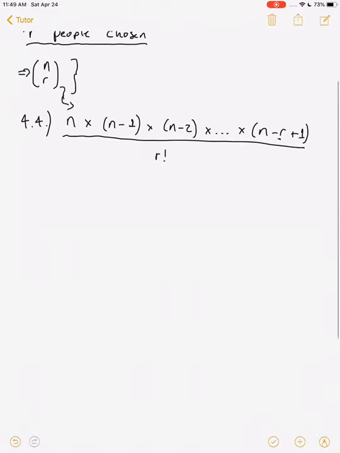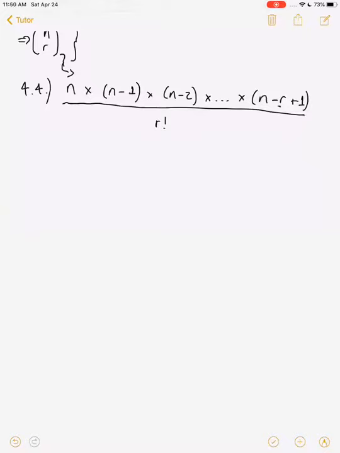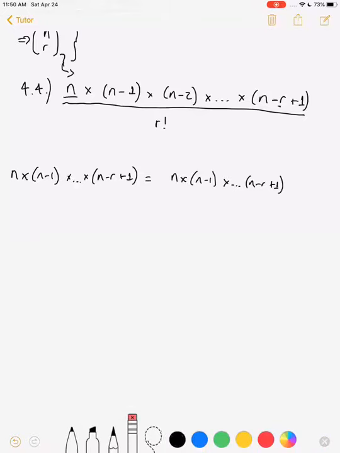Okay, so let's simplify the numerator a little bit. Right now we have it going from N all the way down till N minus R plus 1, right? What if we just have it keep going down till 1? So let's take the numerator here, and we do this. Same thing here. And then right at the end here, I don't know if I have enough space, 1 second.